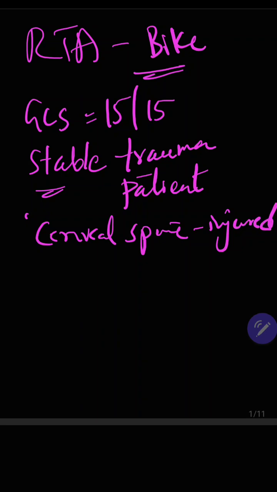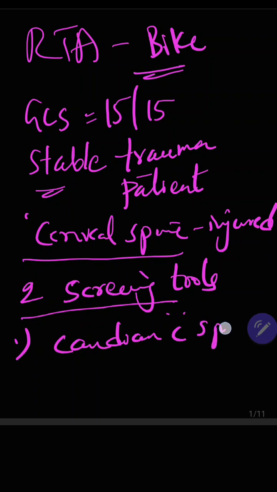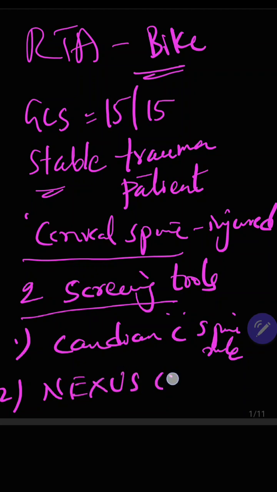and you want to know whether he is having any cervical spine injury. So there is an approach for that, for cervical spine injury to get ruled out. So basically we have two screening tools for this approach. Number one is the Canadian C spine rule, and the second one is the NEXUS criteria.